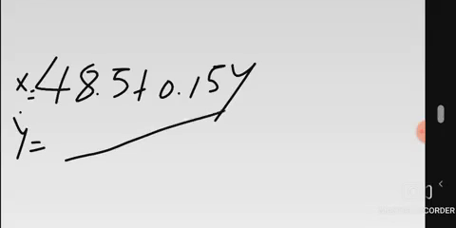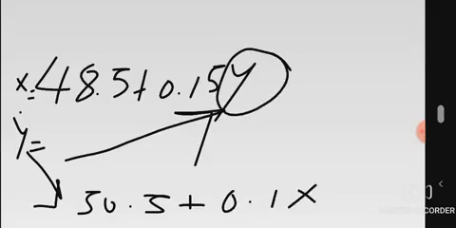Since there's a Y here in this equation, you just take whatever this Y equation that you had made, the 50.5 plus 0.1 X, put it in here. Put it where there is Y. Just substitute. That's how substitution works. Just substitute this part where there is Y.